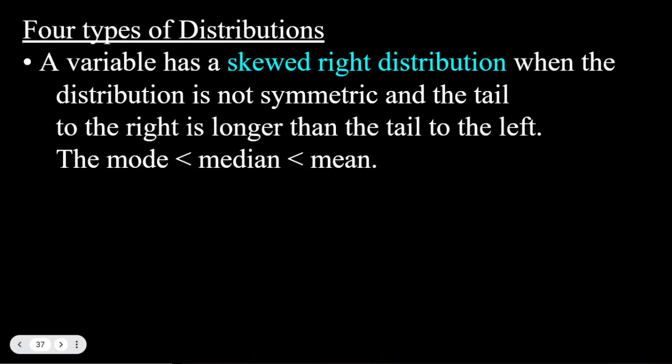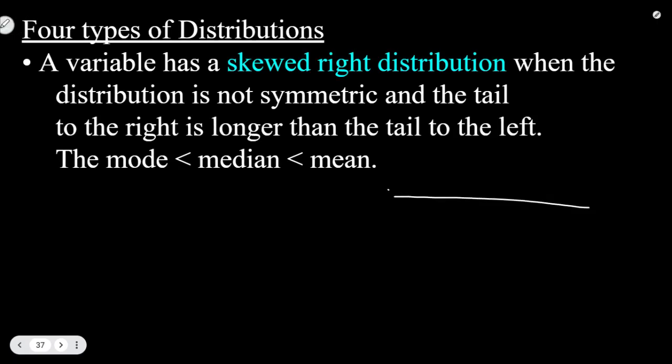A variable has a skewed right distribution when the distribution is not symmetric and the tail to the right is longer than the tail to the left. Let me just show an example right away. So skewed right would be kind of like this. And here's your mode. That's where it occurs the most often. Your median would be somewhere right here.